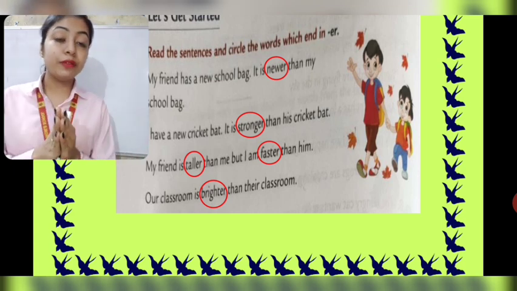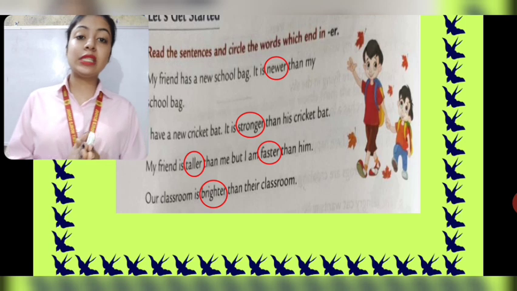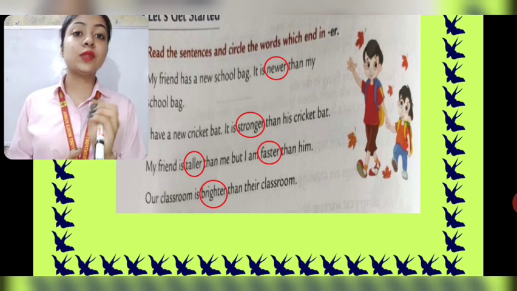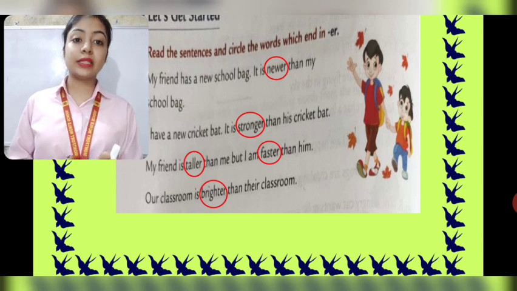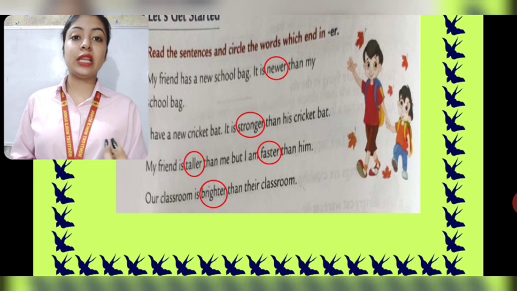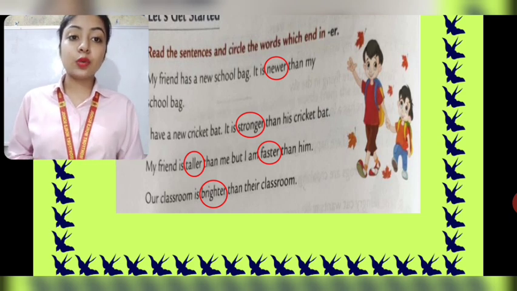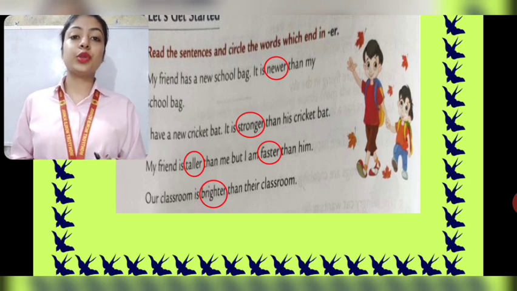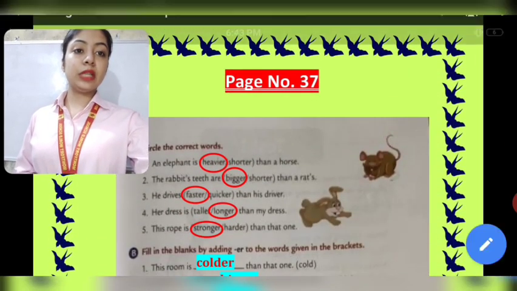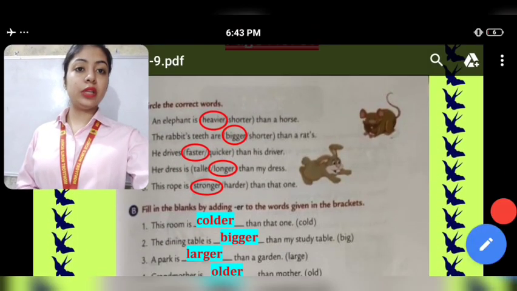Students, whenever we are doing the comparison, you will check these words. Than is coming in the sentence. Than, than. This will tell you that we are doing the comparison. Here brighter word is there. It is also a describing word. It is telling you more about the classroom. And in this er is there, so you will circle it. Come on to the page number 37. I hope that was clear to you.